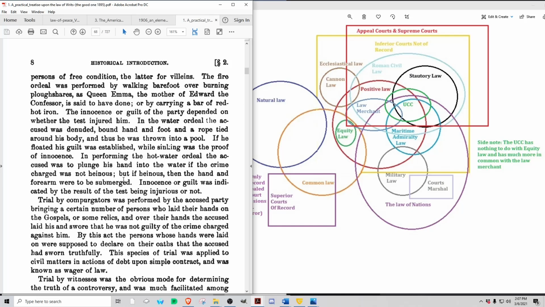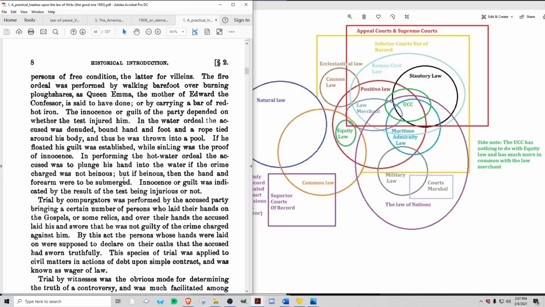In performing the hot water ordeal, the accused plunged his hands into the water if the crime charged was not heinous. But if heinous, then the hand and forearm were submerged. Great. Innocence or guilt was, again, indicated by the results of the test being injurious or not.